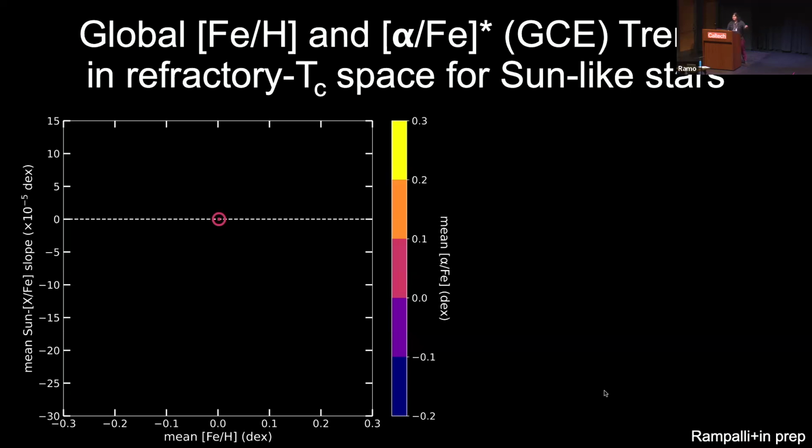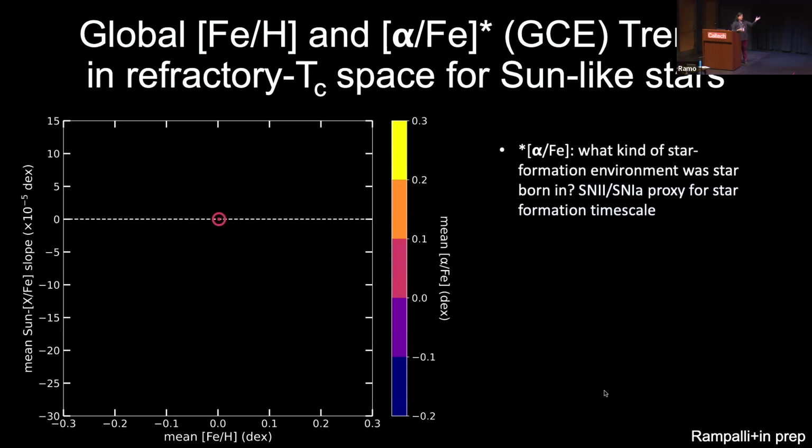And then we bin all of these sun-like stars by their metallicity and color them by their alpha enrichment. So again, we've talked about alpha over Fe a lot this week, but as a reminder, this is really a description of the star-forming environment these stars are born in, right? It's looking at your alpha process elements that typically come from your core collapse or type 2 supernovae, versus your iron peak elements that are coming from your type 1a supernovae.